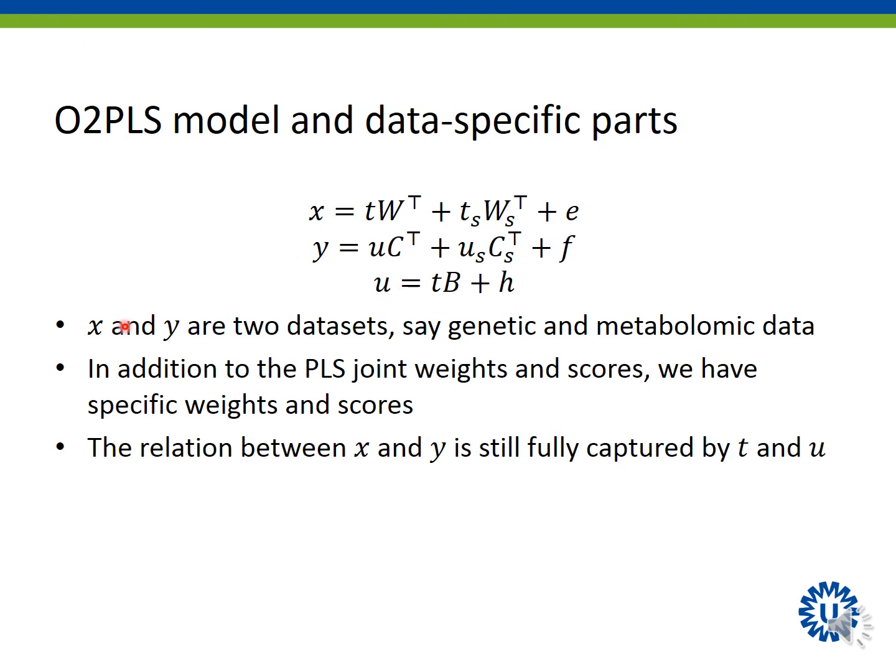So in addition to the PLS joint weights and scores, the T and the U, we also have specific weights and scores. And still, the relation between X and Y is fully captured by T and U, because as we've said before, TS and US do not explain the relation between X and Y, but they are just there because they are important for X or Y specifically. Now the parameters here are again the loadings, W and C, but also the specific loadings, WS and CS.